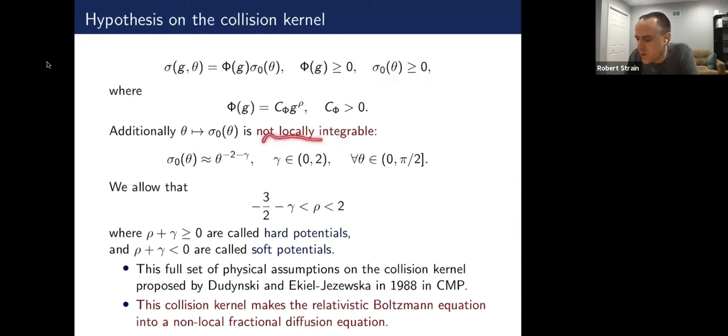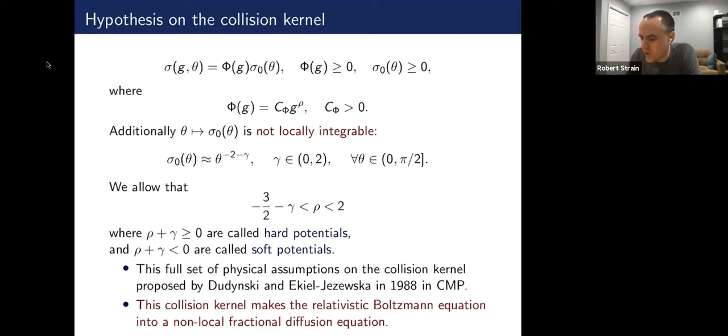And this angular function, sigma 0 of theta, is not locally integrable. If you just integrate it, it blows up. You can think of sigma 0 of theta as being of the order of theta to the -1 minus 2 gamma for gamma between 0 and 2, say for theta between 0 and pi over 2. You can use that as the assumption. And our assumption for rho in sigma can be taken to be rho less than 2 and bigger than -3 over 2 minus gamma. And this makes this operator phi also singular near p equals q if rho is negative.